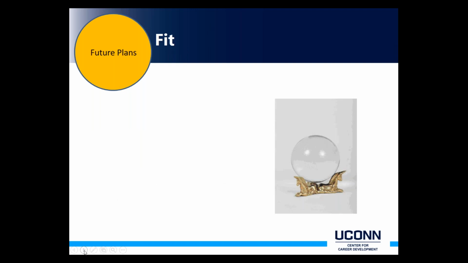And now we're going to revisit that idea of future plans. As you think about what's important to you in day-to-day life, it is also important to think about your future plans. So when you're applying to jobs, you might want to ask yourself two consistent questions. One question is, in what ways does this job get me closer to what I see as my future position? And I'll say that again. In what ways does this job get me closer to what I see as my future position?